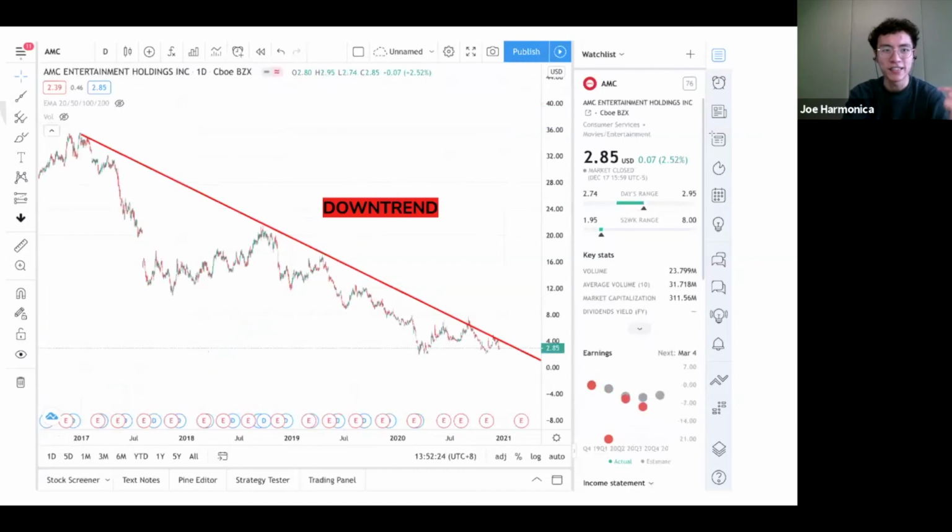On the other side, this is another example. AMC is a cinema and entertainment holding company in America. From 2017 onwards, you can see that the price is moving in a downtrend. Every time the price moves down and touches this level, it goes down again. So this is a diagonal resistance for AMC. This is a downtrend stock.